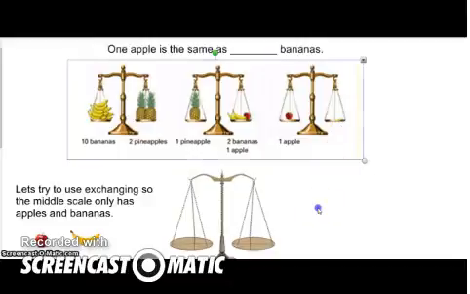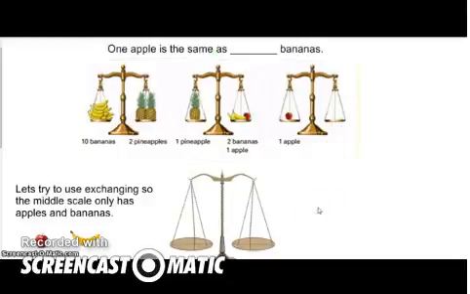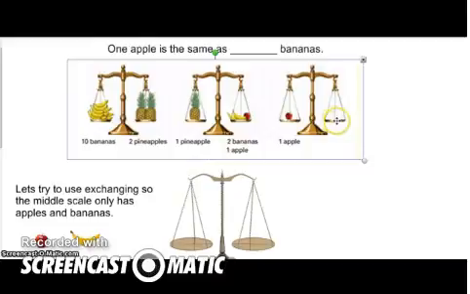So we've been focusing on using an exchange method for solving these problems, and one of the key ideas for exchanging is you need to make sure that you're trading things of equal value. Okay, so we're looking at our third picture, and we want just apples and bananas on that third scale. So I'm going to go back into my given pictures and see if I can find a scale that has apples and bananas on it already, because that's what we're looking for.